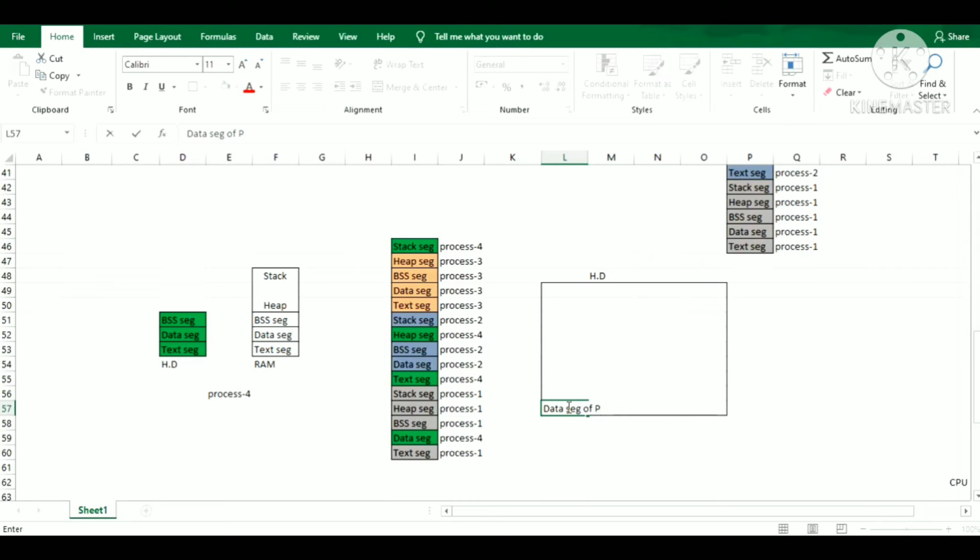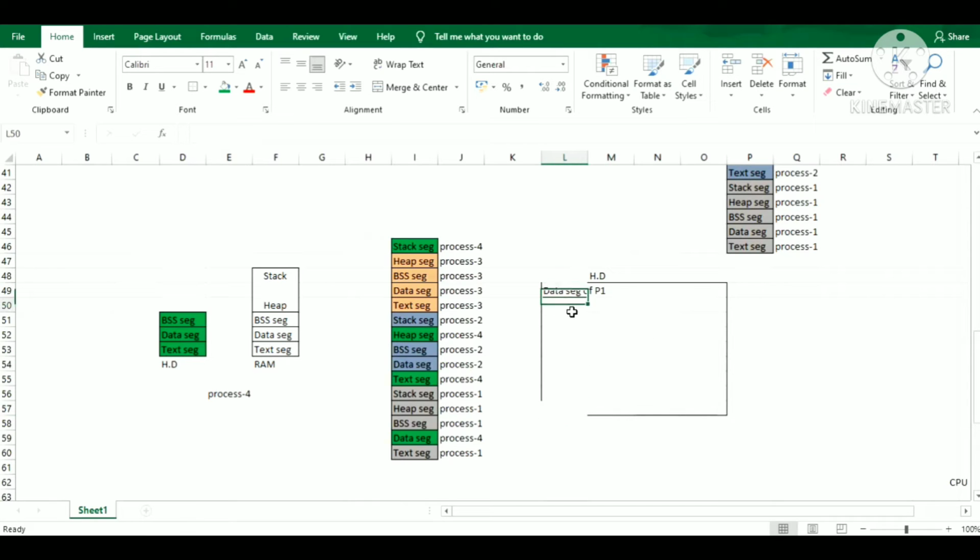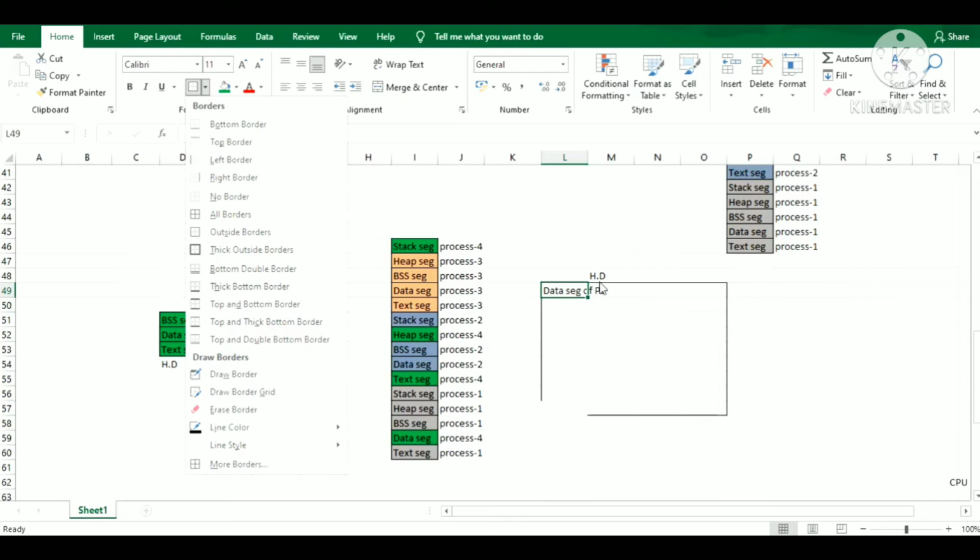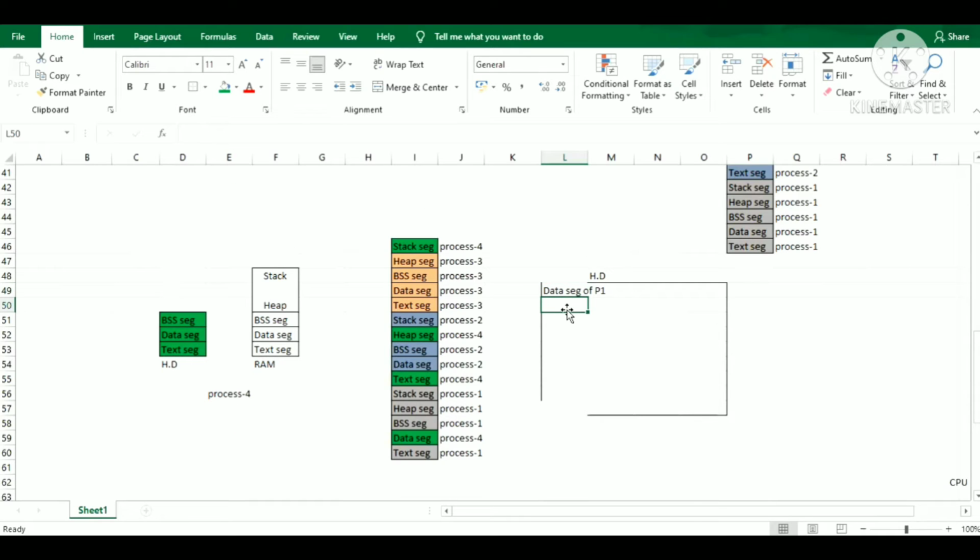See here, in process 1, that data segment is not used. For example, I have taken it like this. So this is the process 1 data segment, and you can see that the process 4 data segment I have placed in the physical frame of the RAM, and the text segment of process 2.